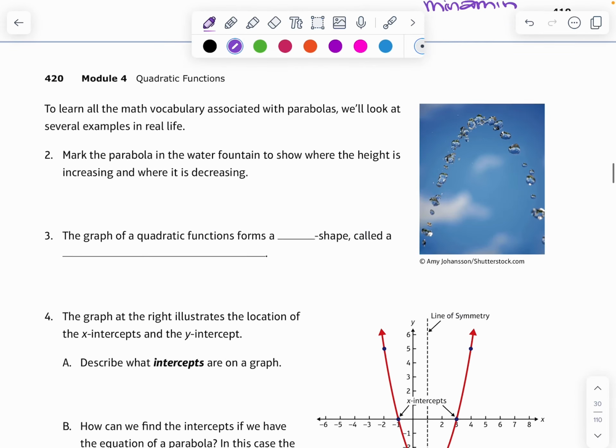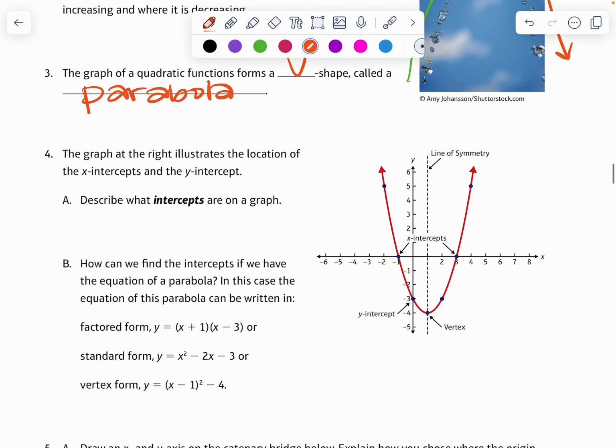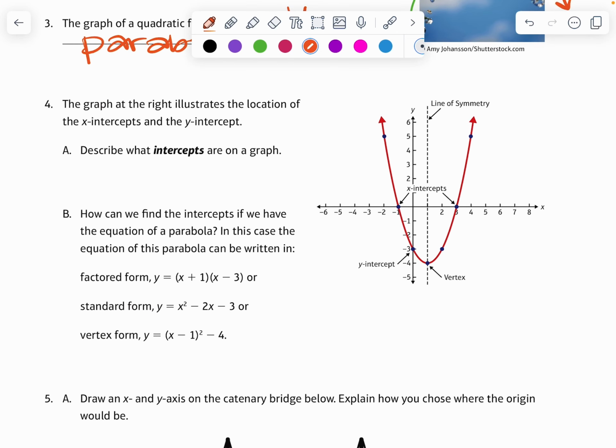Take a look at this water. All right, couple things you want to notice. Look, oh, it's increasing to this maximum point, right? And then after that, oh, now it's decreasing. All right, it forms a U. We call it a parabola. All right, let's keep going on this one. This is interesting. So here's all our important line of symmetry, x-intercepts, important points. We got them all, right?